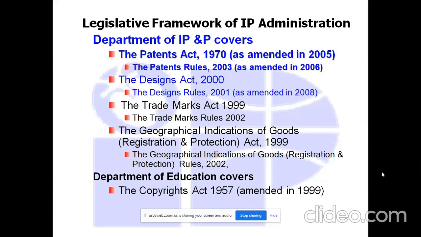The Design Rules were amended in 2008. The Trademark Act is 1999 and the rules come in 2002.